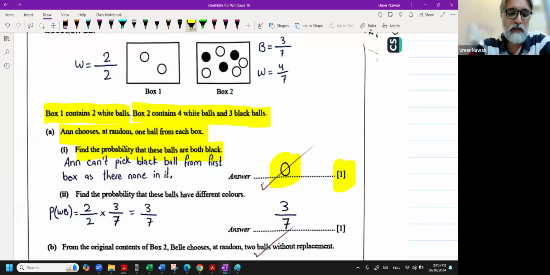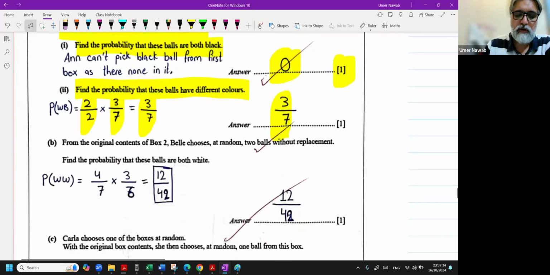Second is find the probability that these balls have different colors. Yes, this is possible. For example, in box 1, I get white, so both are white, 2 out of 2, 2 over 2. And since white is drawn from box 1, now black will be drawn from box 2. So there are 3 blacks out of 7, so 3 over 7. So you can easily simplify and get the answer 3 over 7.